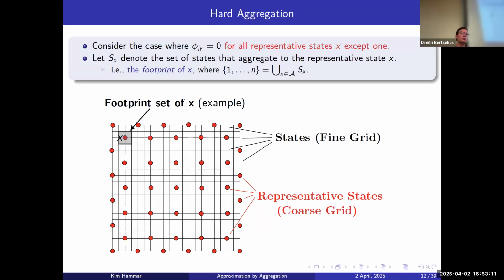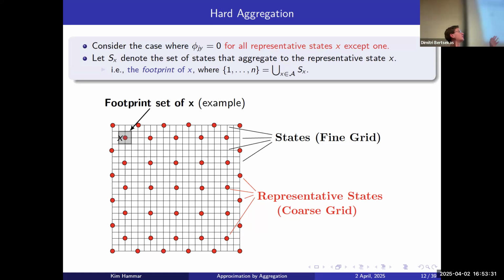And we're going to call that group, or that set of states, the footprint set of X, and we're going to denote it in general with S of X. So all of these footprint sets are going to be disjoint, and their union is going to cover the entire state space.